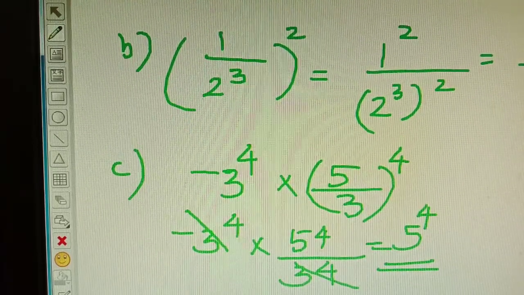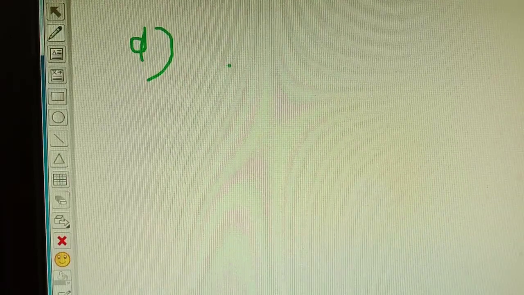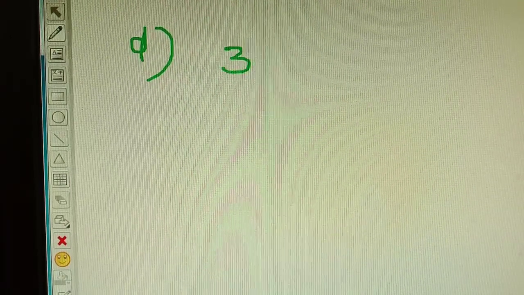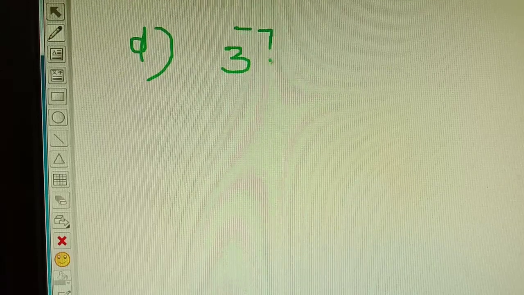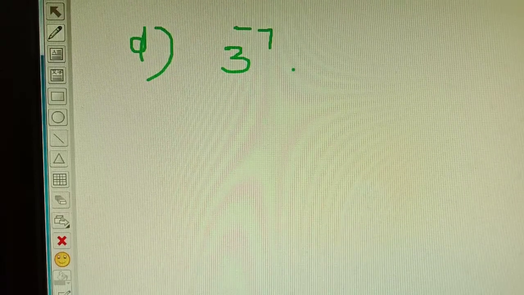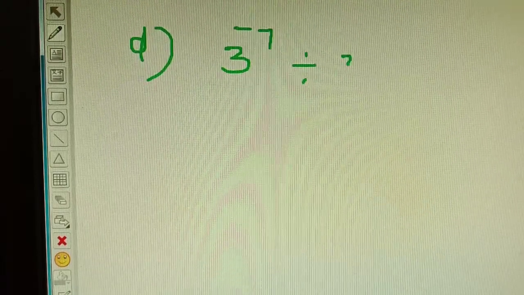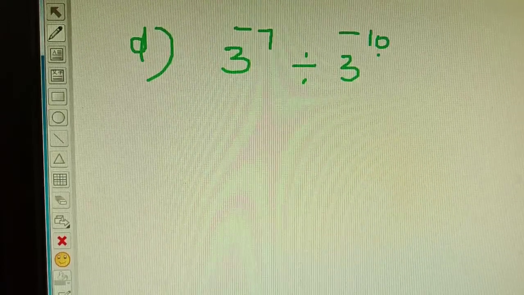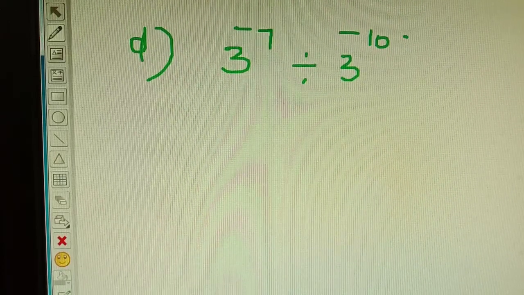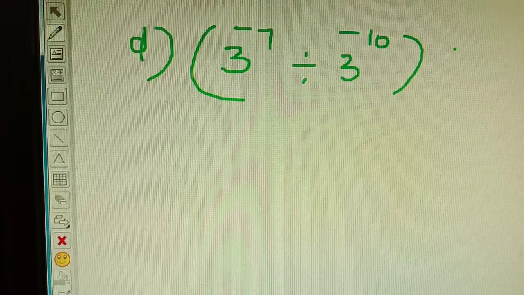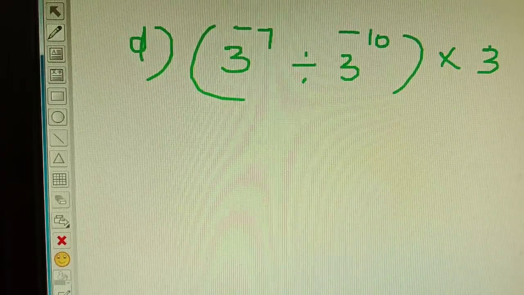Now we can move to the next question, that is question number D, fourth one. The question is this way: 3 to the power of negative 7 divided by 3 to the power of negative 10 into 3 to the power of negative 5.